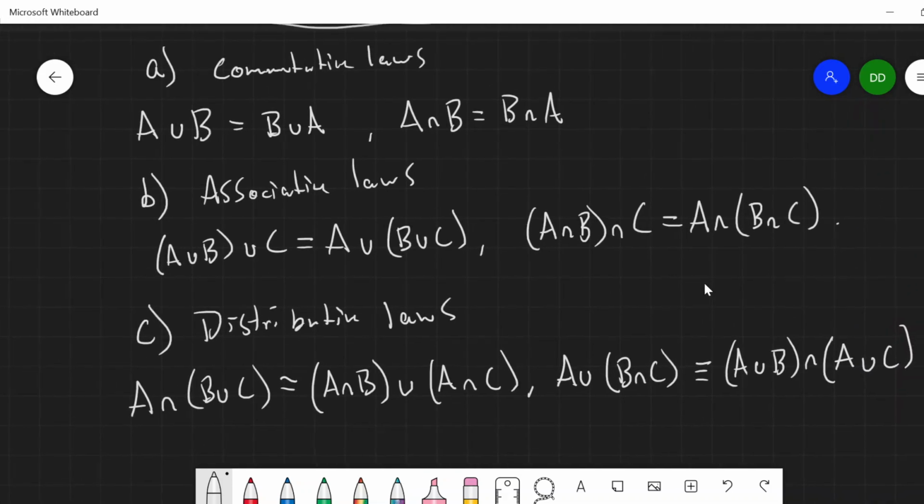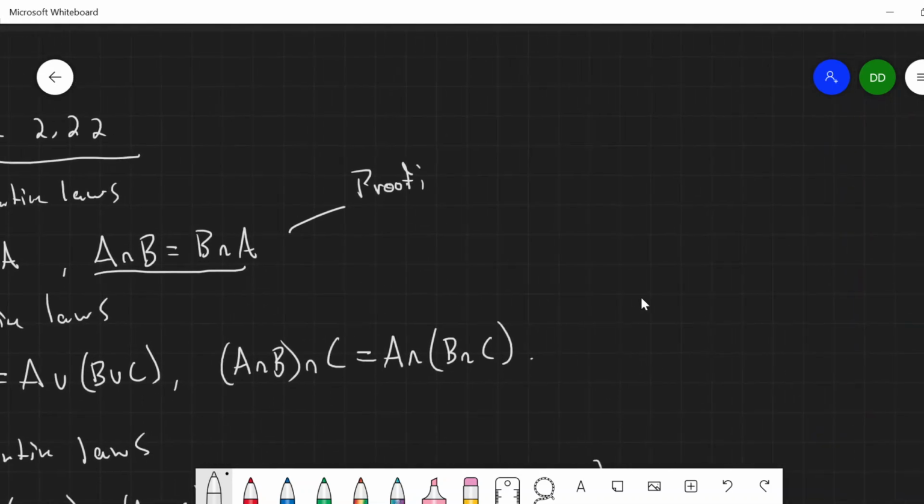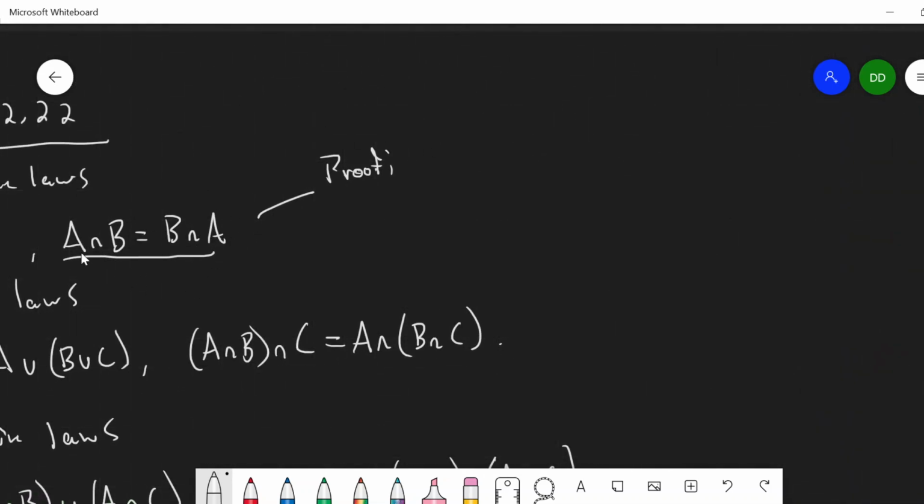So how are these established? Let's prove one of these, just the commutative law for intersection, based on the definition of intersection. What I want to show is that if X is in A intersect B, then X is in B intersect A, and the opposite is true as well. If X is in B intersect A, then X is in A intersect B. So I want to show that X is in A intersect B if and only if X is in B intersect A.